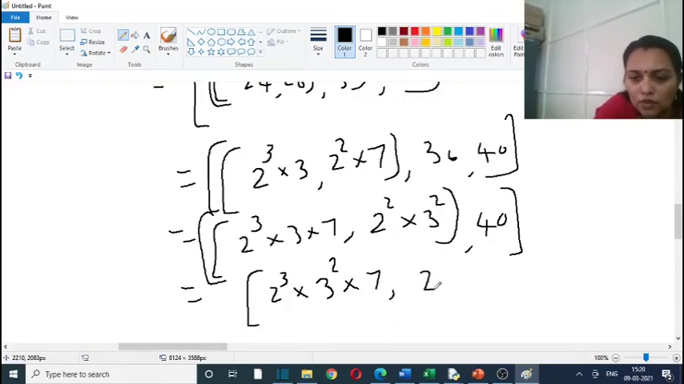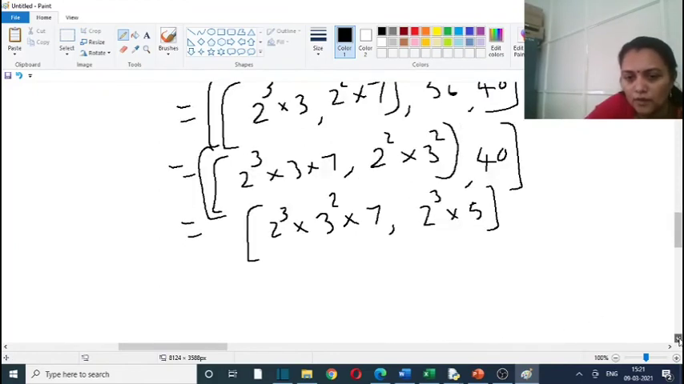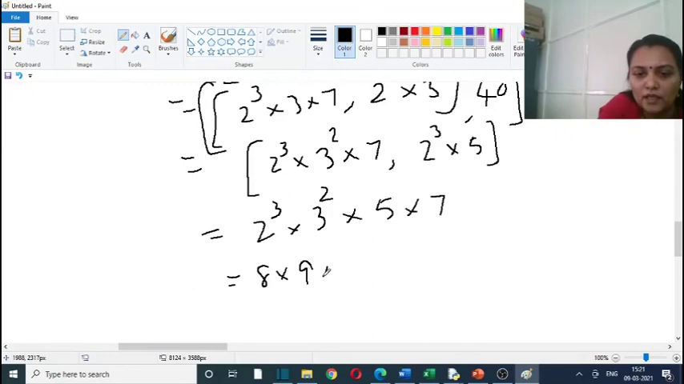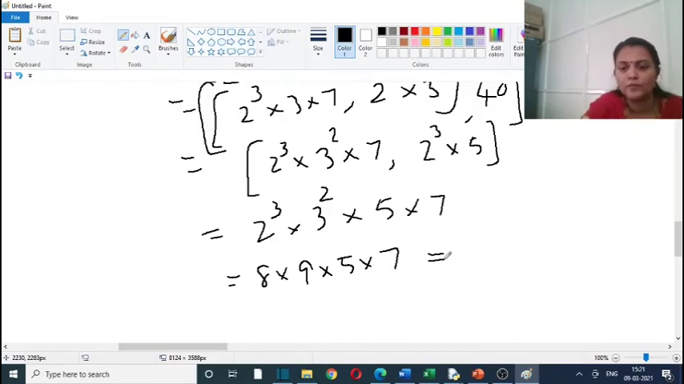40 is 2 cube into 5. So the answer is the maximum of 2 cube, 3 square, 5 into 7. So the answer is 8 into 9 into 5 into 7, which is equal to 2520.